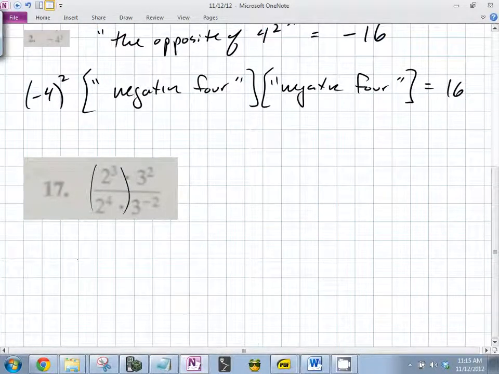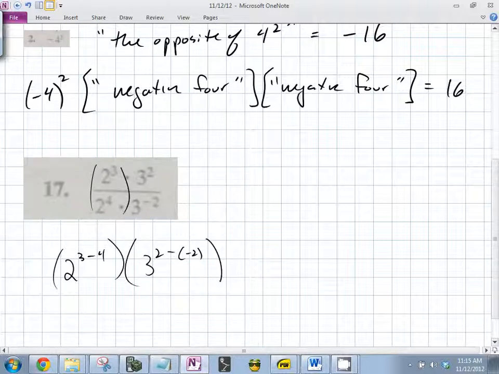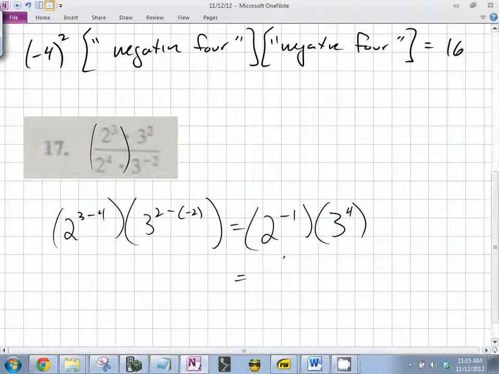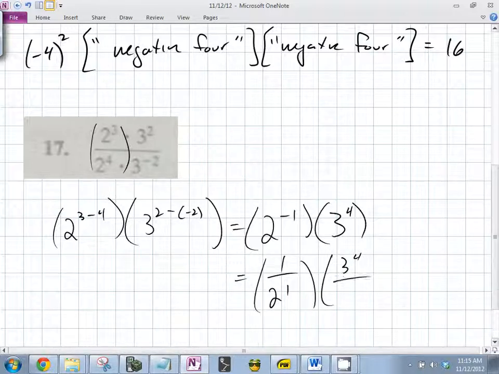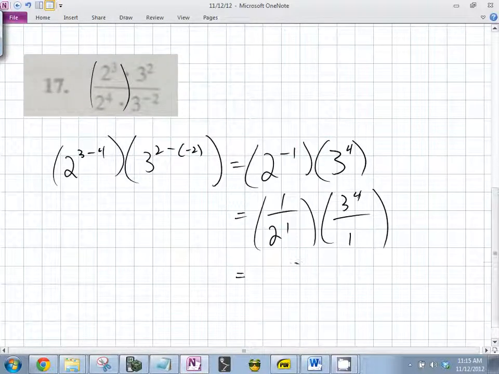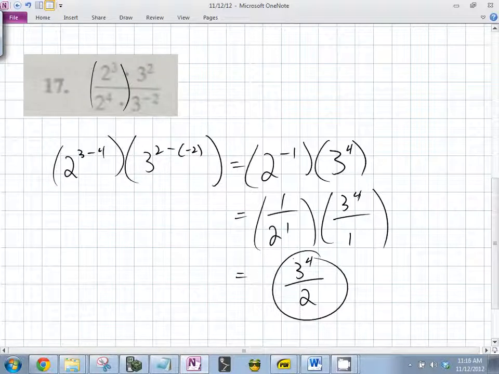This one, so that's going to be 2 to the 3 minus 4 times 3 to the 2 minus negative 2, which is 2 to the negative 1 times 3 to the what power? 4. So this is equal to 1 over 2 to the first times 3 to the 4th over 1. So what does it simplify to? 3 to the 4th over 2. That's it. Or 2 to the first is fine. It's totally okay to put that 1 in there. Just make sure it's neat.